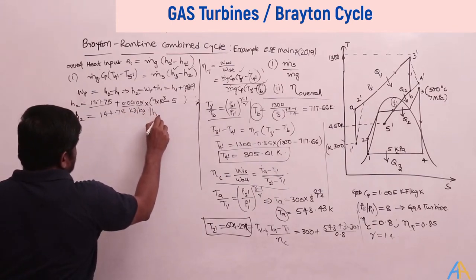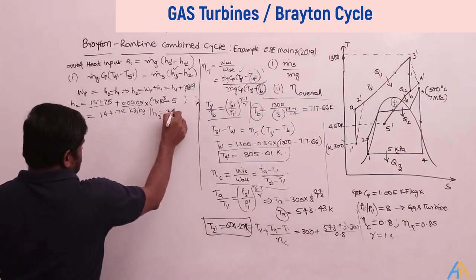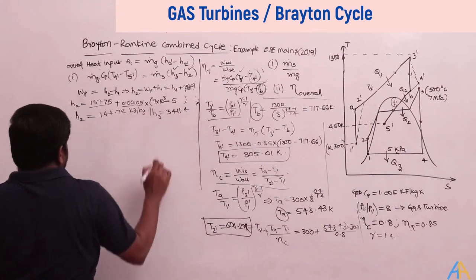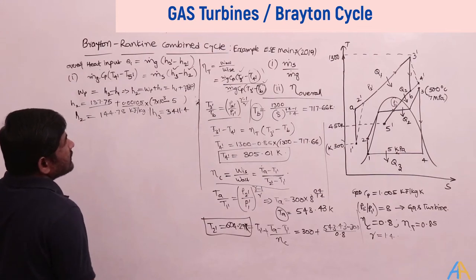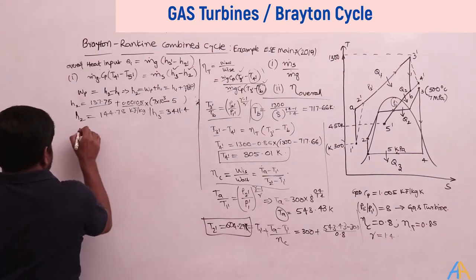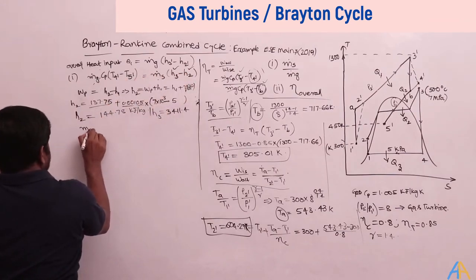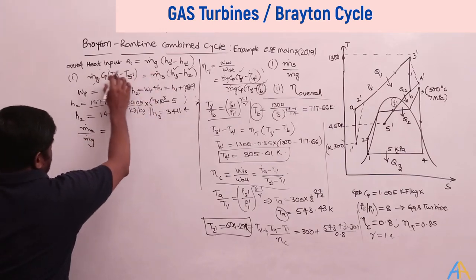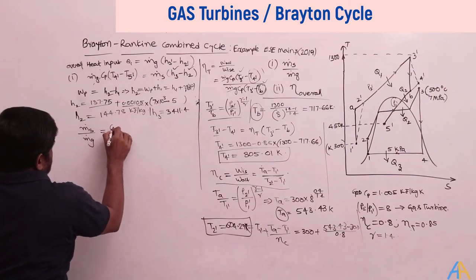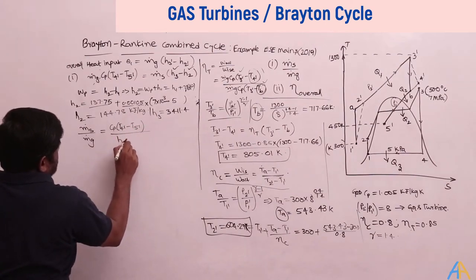And what is the H3 value directly from the table? It is 3411.4 kilojoule per kg. So if I substitute those values, what do we want? ms dot divided by mg dot. So I will take the mg dot to this side and the remaining to the other side. So ms dot divided by mg dot equal to cp times (T4 dash minus T5 dash) divided by (h3 minus h2).